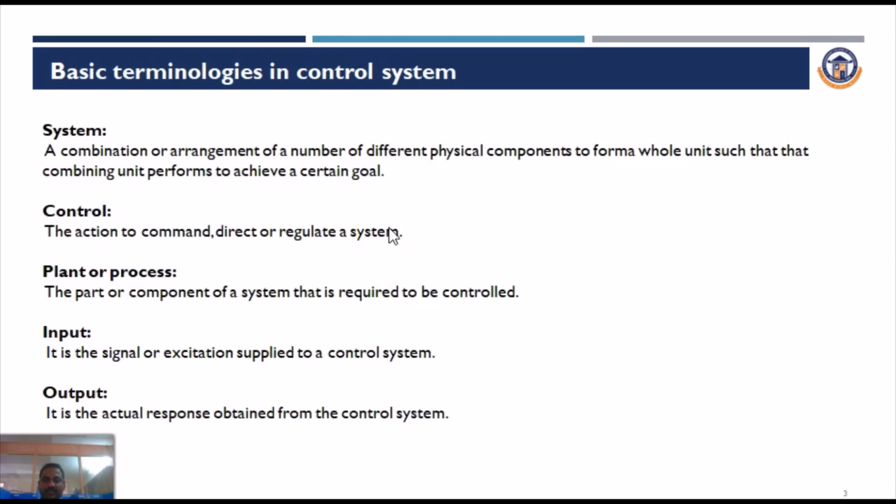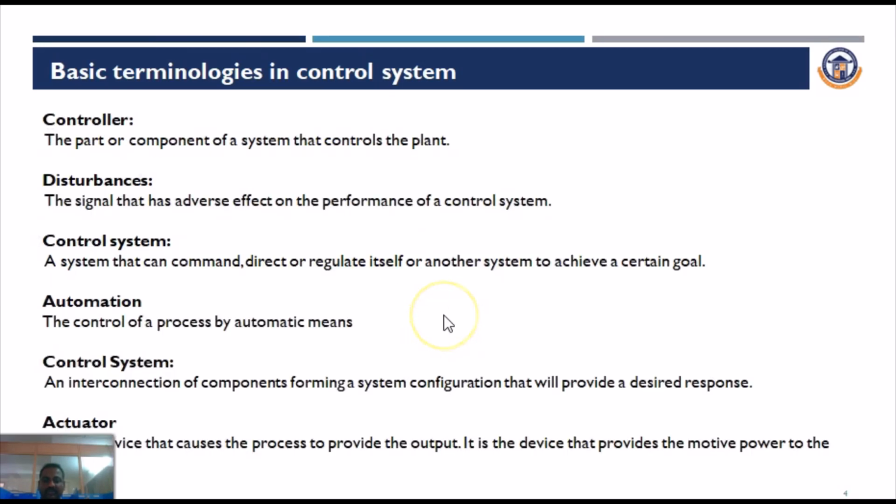So what is the terminology used in a control system? A system is nothing but a combination or arrangement of different physical components to form a whole unit, such that the combined units achieve a certain goal. Control, the action to command, direct or regulate a system. Plant or process, the part or component of a system that is required to be controlled. Input, it is a signal or excitation supplied to a control system. The output, it is the actual response obtained from the control system.